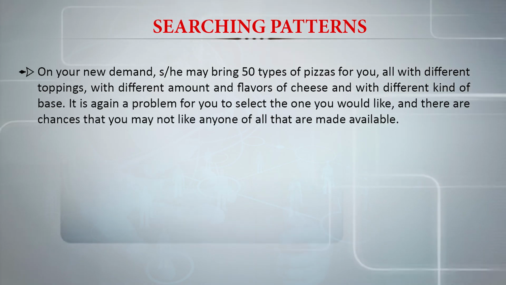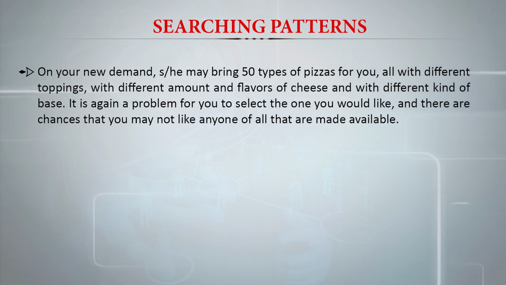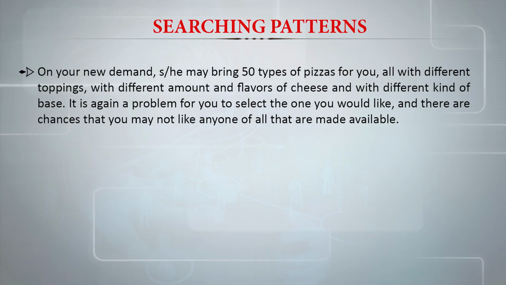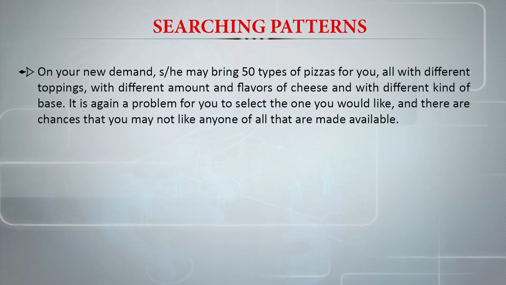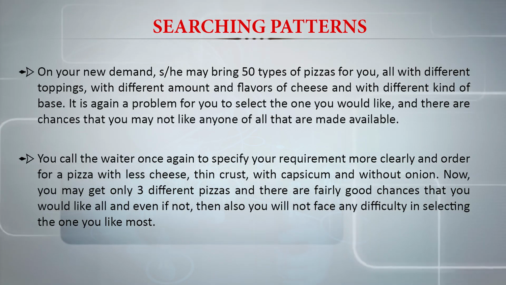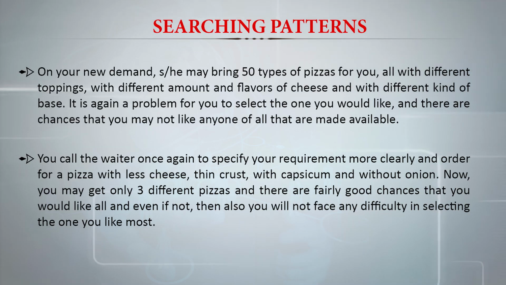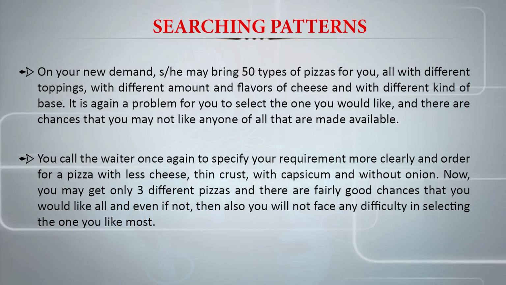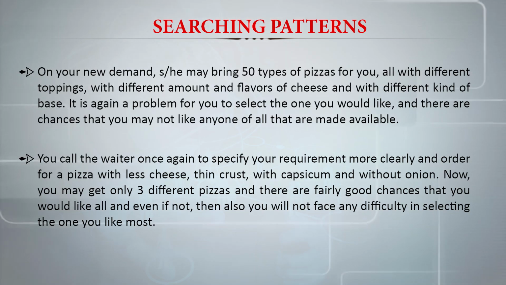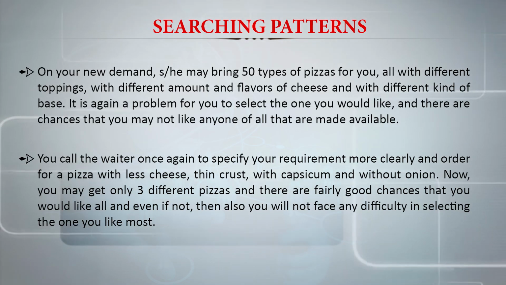It is again a problem for you to select the one you would like, and there are chances that you may not like any one of all that are made available. So you call the waiter once again to specify your requirement more clearly and order a pizza with less cheese, thin crust, with capsicum and without onion. So now you may get only 3 different pizzas, and there are fairly good chances that you would like all, and even if not, then you will not face any difficulty in selecting the one you like most.